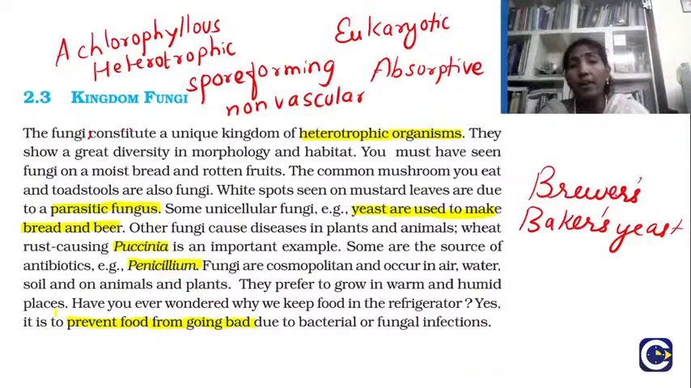But other fungi cause disease in plants and animals, like wheat rusting caused by Puccinia. That's an important example. They'll ask in the exam. I am highlighting it, it is very important from the examination point of view. Puccinia they will ask. What does it cause? It causes wheat rust, which is caused by the Puccinia.